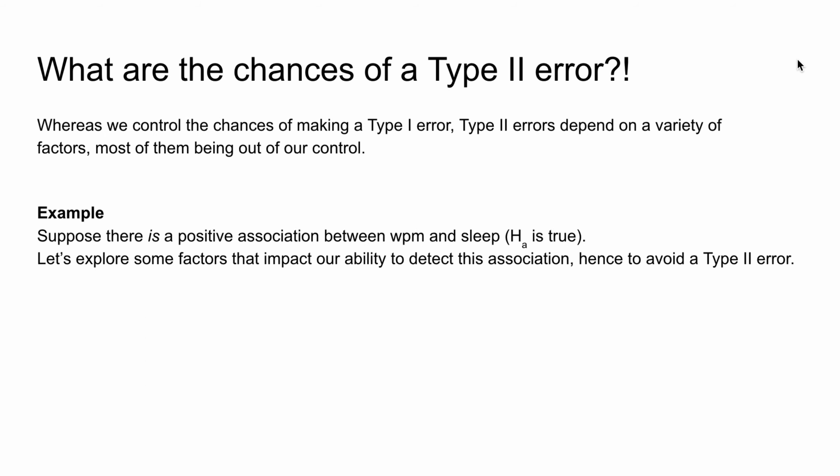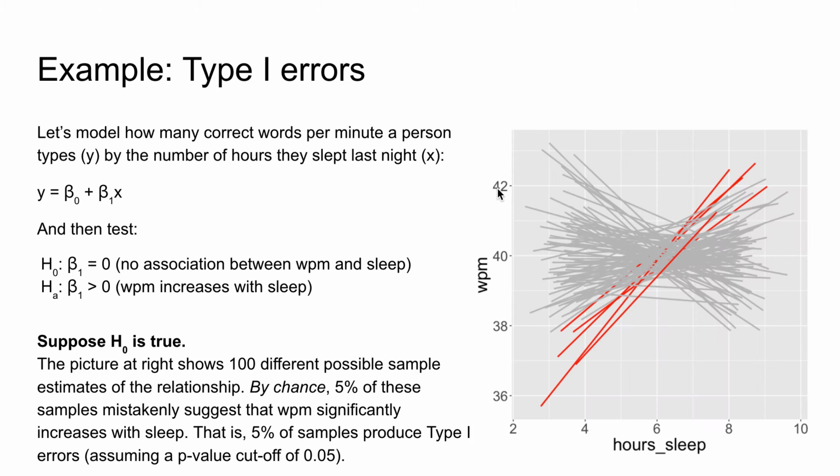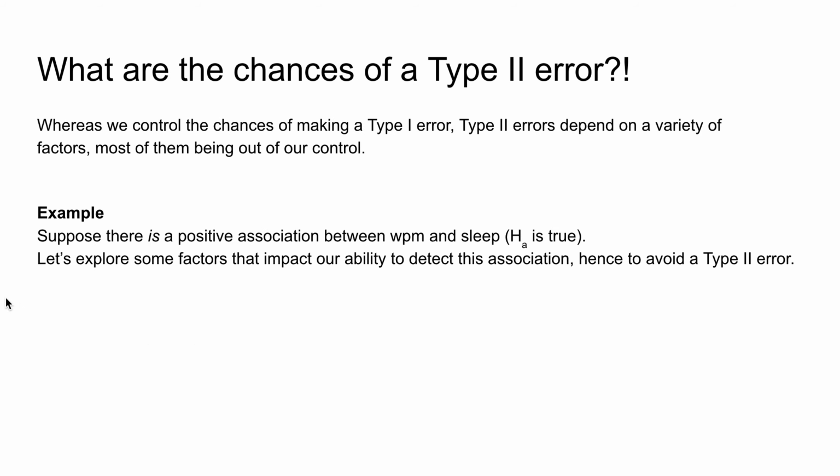Now, whereas we control the chances of making a type 1 error, type 2 errors depend upon a variety of factors, most of them being out of our control. For example, suppose there is a positive association between typing speed and sleep. That is, that our alternative hypothesis here is true. Let's explore some factors that impact our ability to detect this association, hence to avoid a type 2 error.